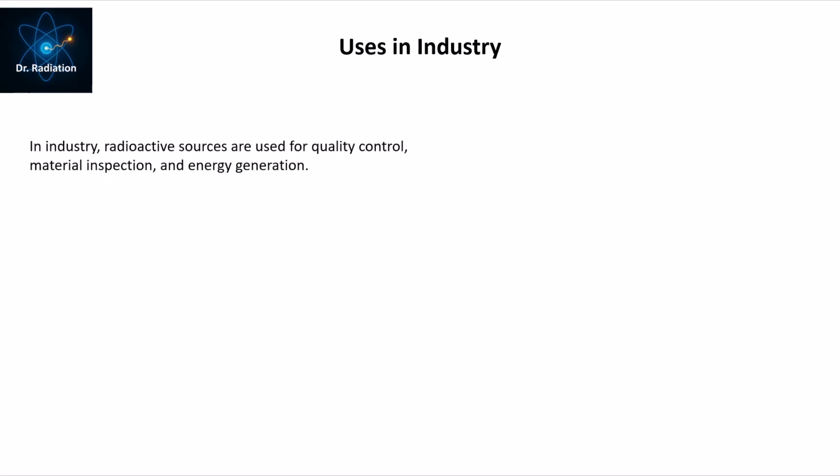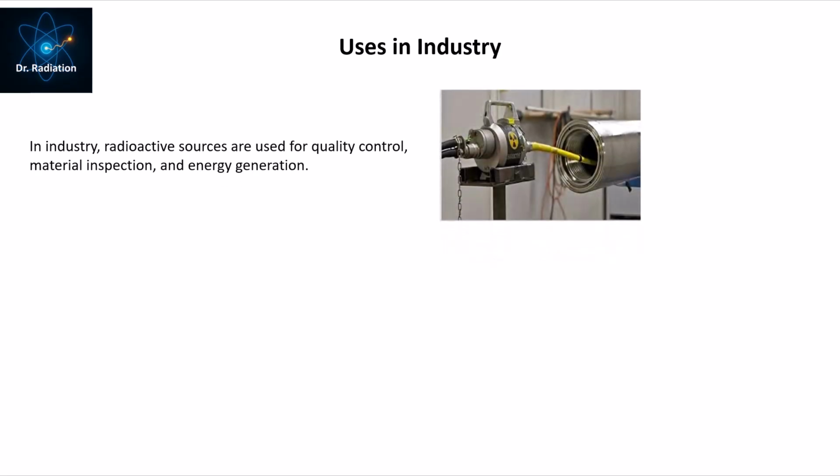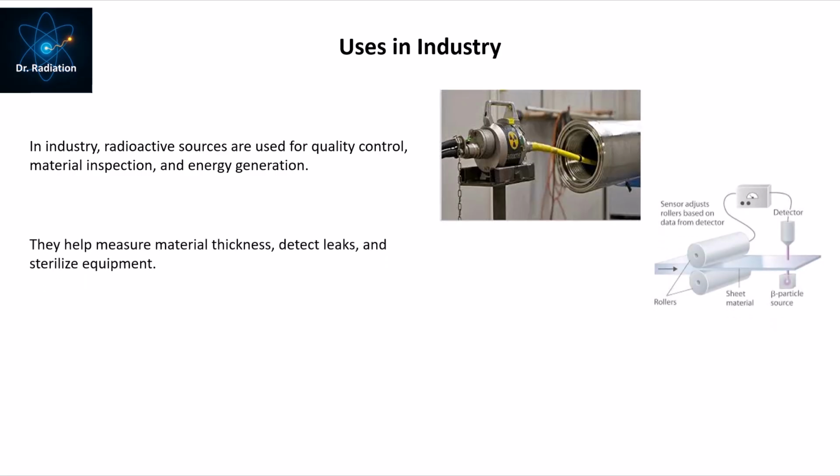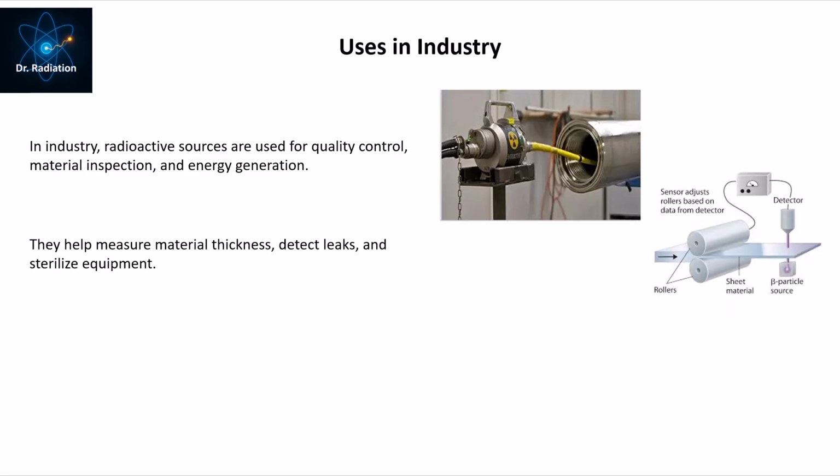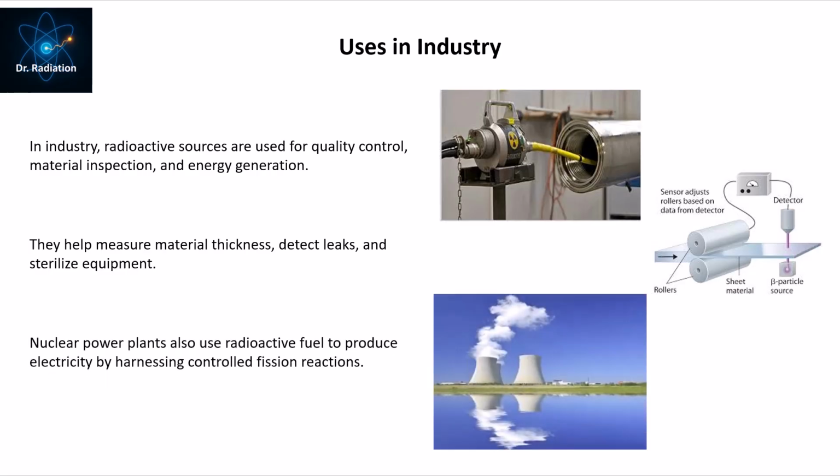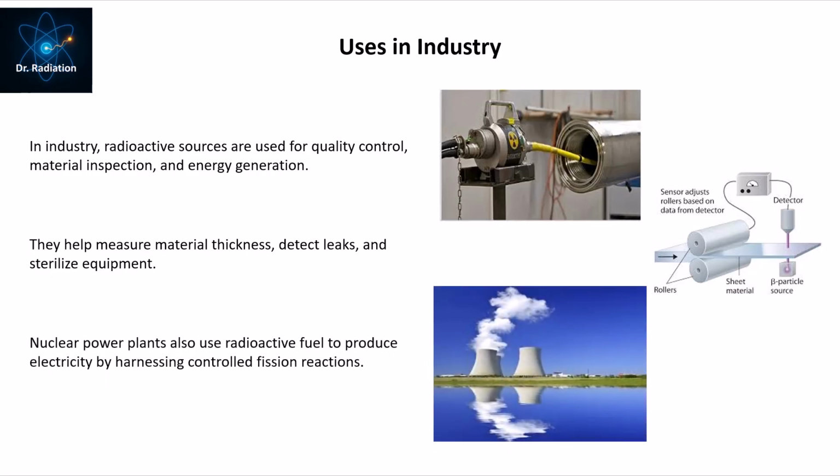In industry, radioactive sources are used for quality control, material inspection, and energy generation. They help measure material thickness, detect leaks, and sterilize equipment. Nuclear power plants also use radioactive fuel to produce electricity by harnessing controlled fission reactions.